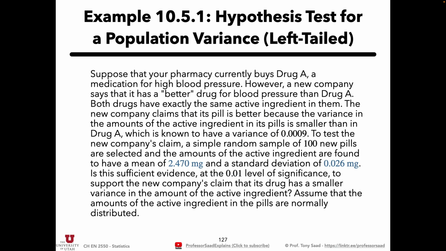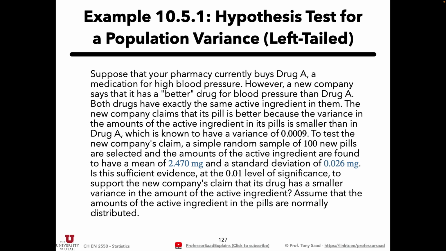So we start the first example, left tail on variance. Suppose that your pharmacy currently buys drug A, a medication for high blood pressure. It's a weird statement, like an incomplete statement. It should say buys drug A from a very famous manufacturer or something. However, a new company says that it has a better drug for blood pressure than drug A. Both drugs have exactly the same active ingredients in them.